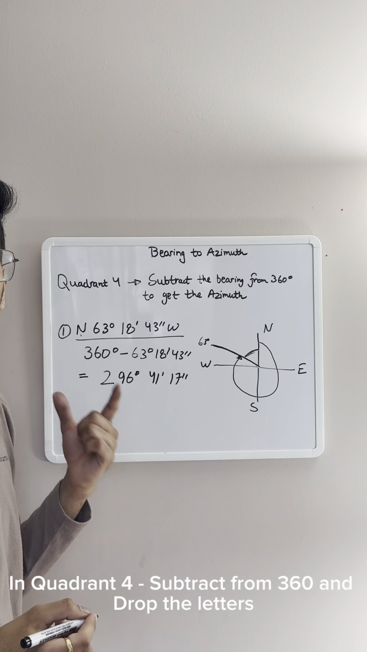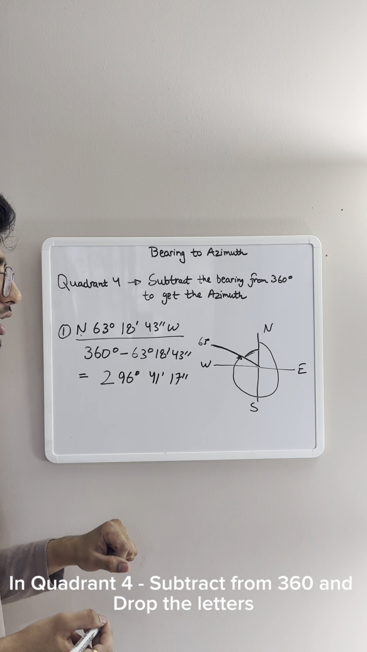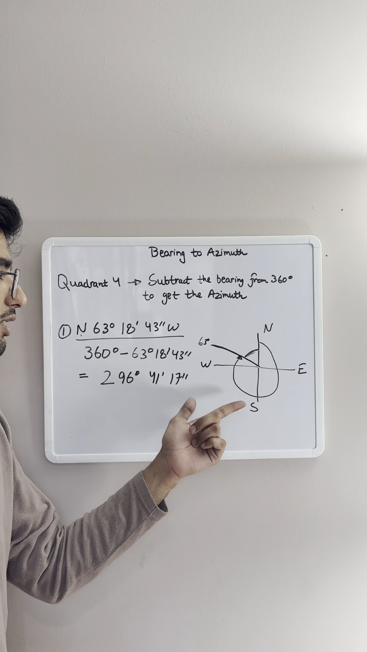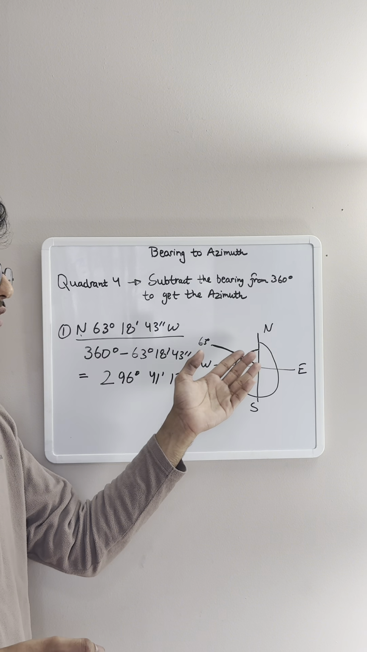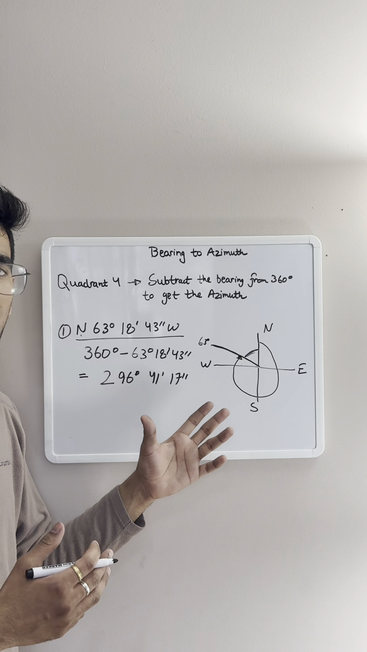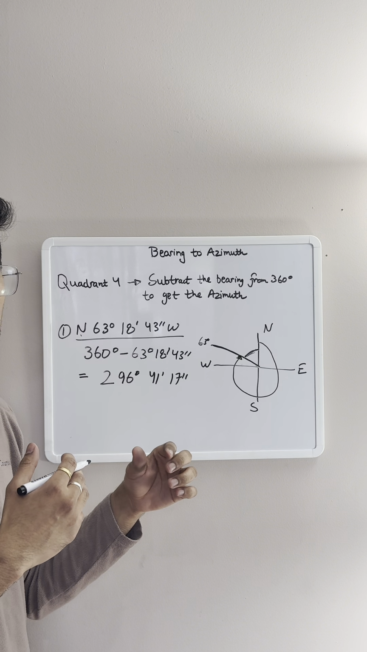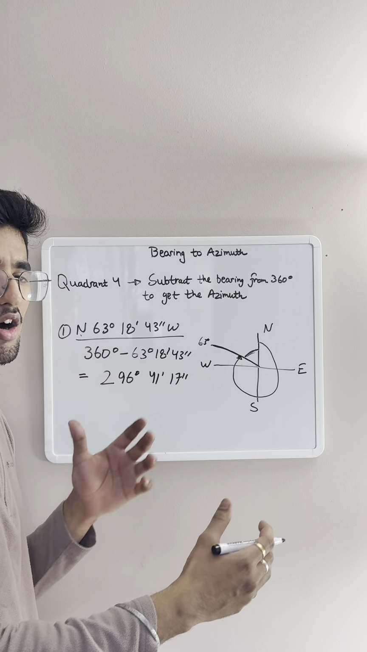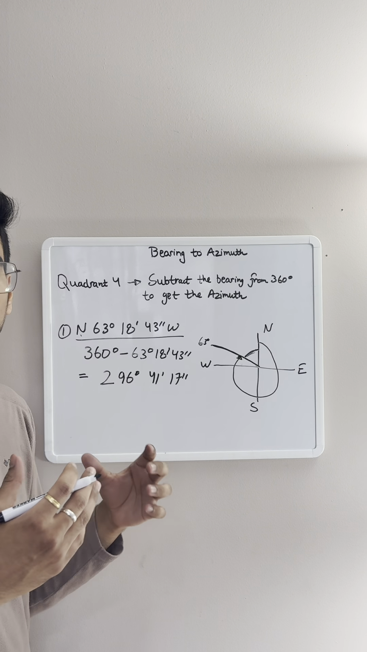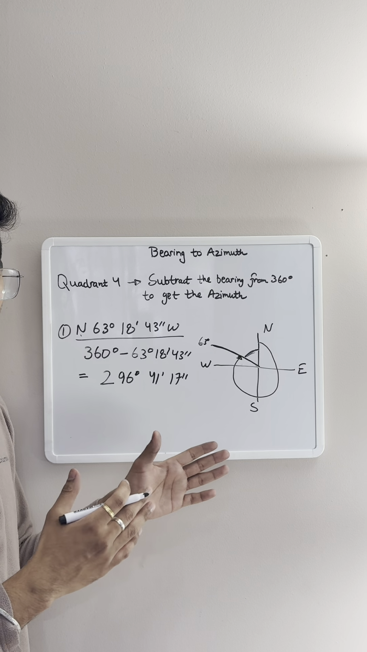After subtracting from 360, you will get this value, and that will be your azimuth. This is why I suggest you always make a quadrant diagram, because that way you know you are doing it correctly. You have a visual idea whether you have to subtract 180 degrees, add 180 degrees, or subtract the angle from 360 degrees.